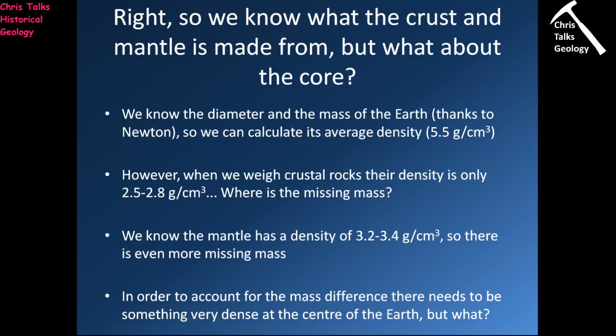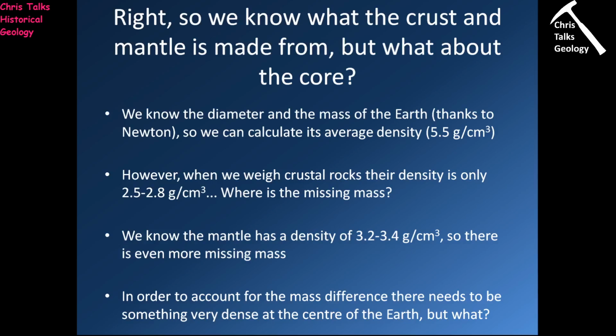And then you think, it's okay. Mantle rocks, they're made of magnesium iron silicates. Magnesium, iron, they're heavy. Well, obviously, the mantle's very, very thick, so that's okay. That means all this extra mass is going to be contained within the mantle. Well, when we weigh mantle rocks, we find that mantle rocks have a density of 3.2 to 3.4 grams per centimeter cubed. So there's even more mass missing.